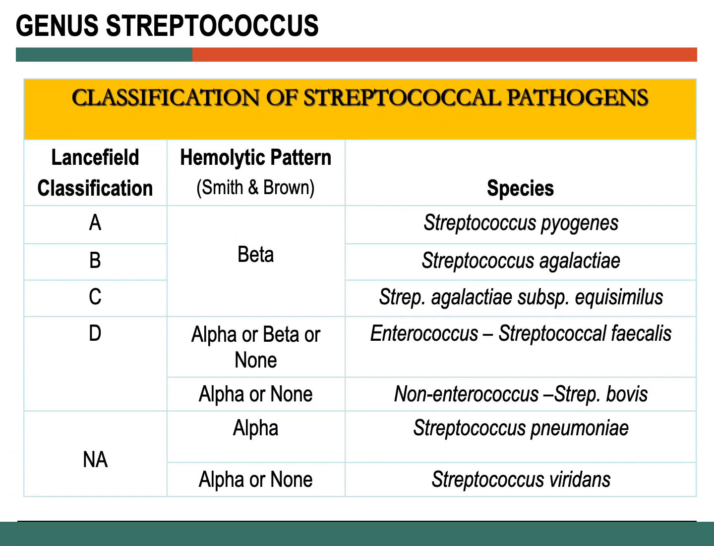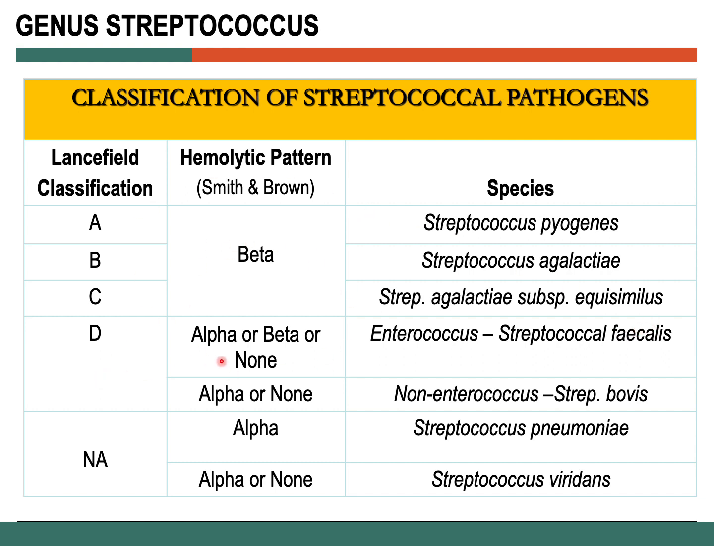This table is a summary of the two classifications. You have the Lancefield classification, the Brown and Smith classification, and the organism. So A, B, and C, Streptococcus pyogenes, agalactiae, and dysagalactiae subspecies equisimilis, are beta hemolytic.